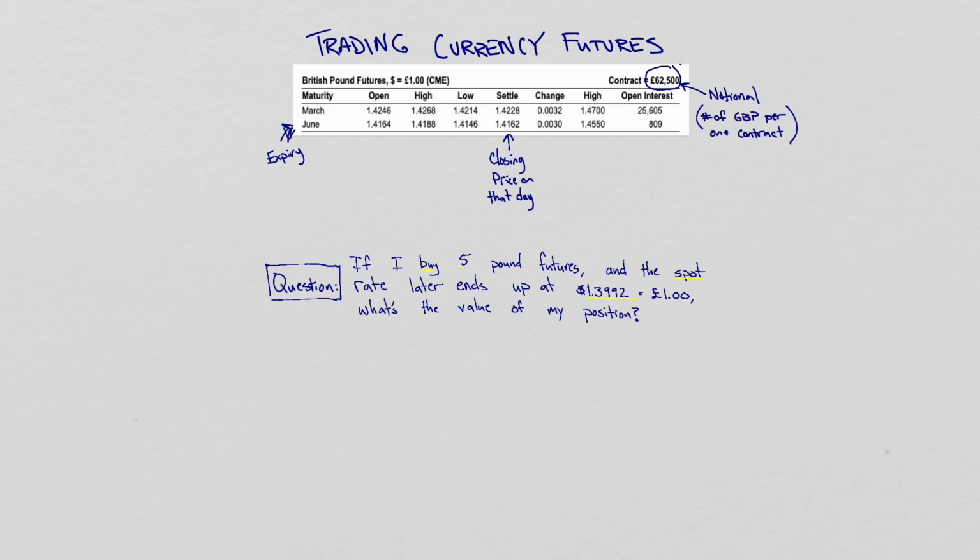So just identifying the parameters here, what we need to look for in this question would be that I'm buying a futures contract instead of selling. And so that's going to affect what formula we're going to use. I'm buying 5 of them, and it looks like this is the spot rate with which I'm going to calculate the profit or loss to this position.